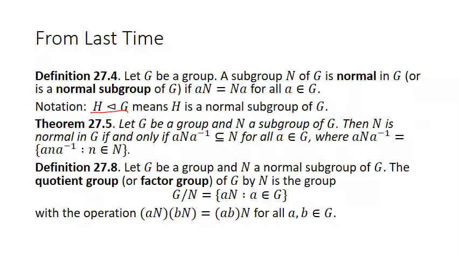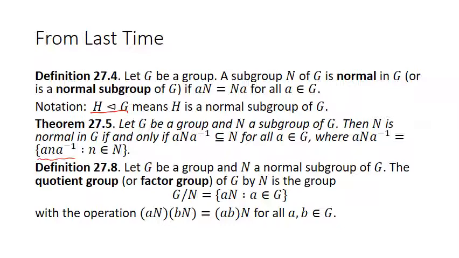Then we had an important theorem that gave us a way to check whether a subgroup was normal. Let G be a group and N a subgroup of G. Then N is normal in G if and only if aNa inverse is a subset of N for all a in G, where aNa inverse is exactly what it sounds like. It's all of the elements a n a inverse for n in N.